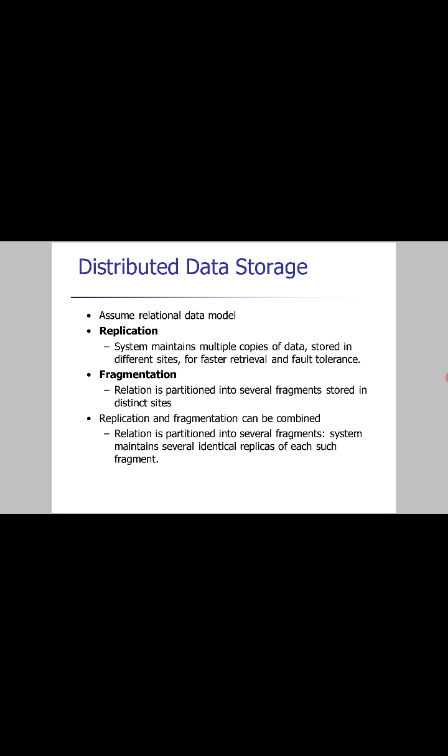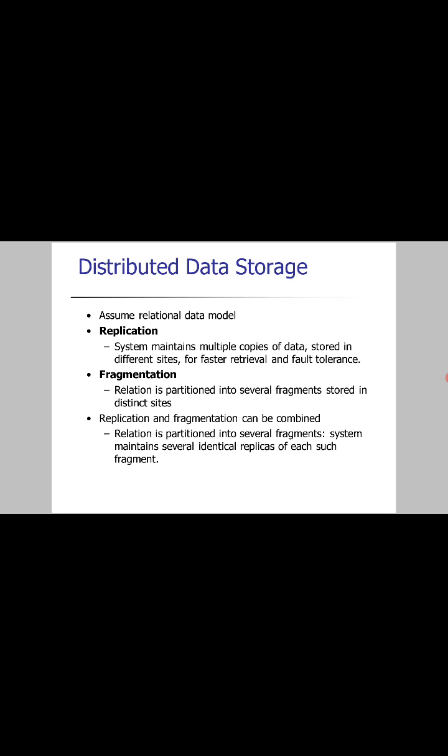So distributed data storage. Assume a relational data model, replication, fragmentation. So what is replication? The system maintains multiple copies of data stored in different sites for faster retrieval and fault tolerance. Fragmentation means a relation is partitioned into several fragments stored in distinct sites. Replication and fragmentation can be combined: a relation is partitioned into several fragments and the system maintains several identical replicas of it.